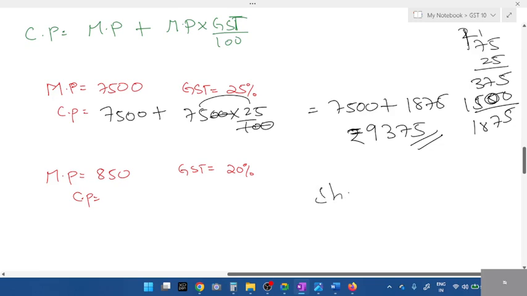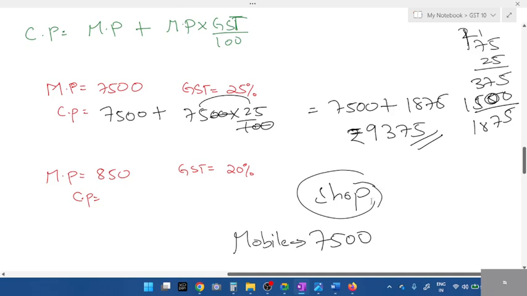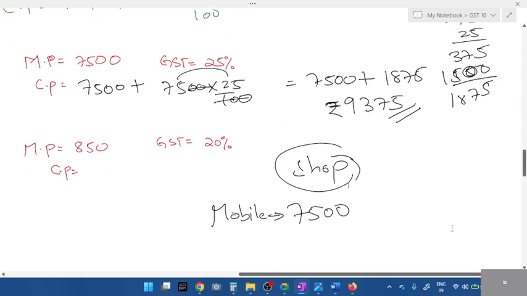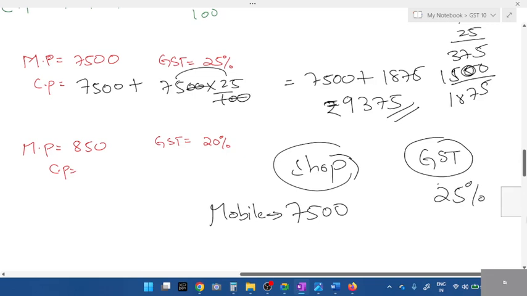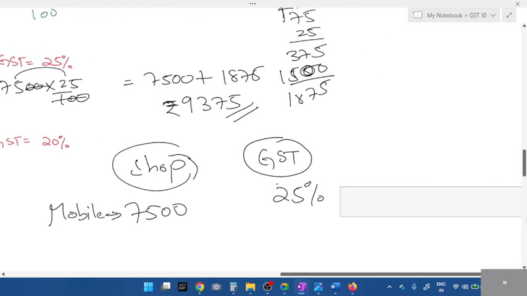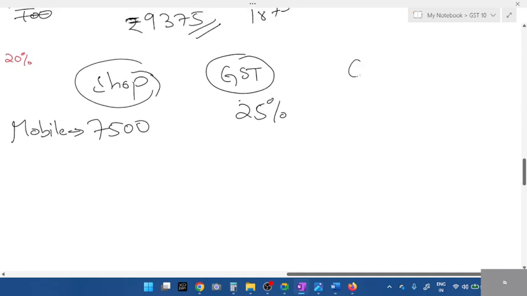See, for example, I have a shop, students. I quoted this mobile. I'm going to sell a mobile for 7,500. Okay, and the GST is 25%. That is the tax amount, 25%. Now, if I own a shop and you're going to buy a mobile for 7,500, you're a customer or dealer, students. Both the words have similar meaning, customer and dealer.